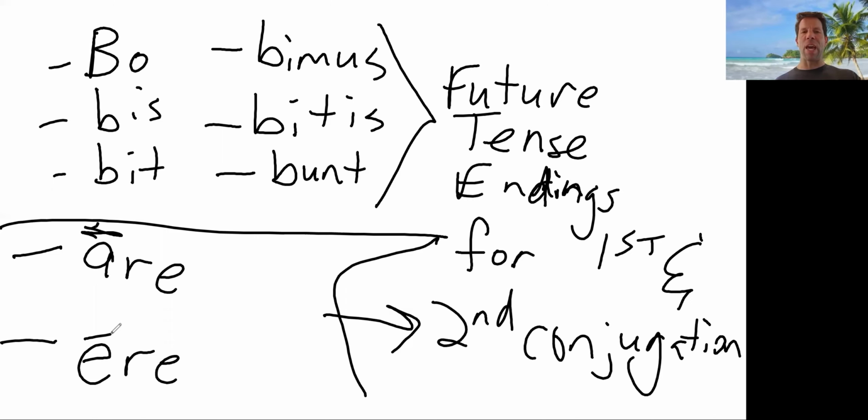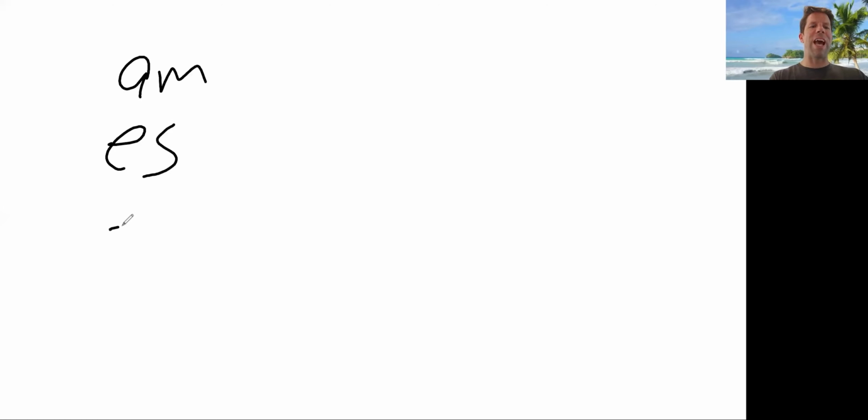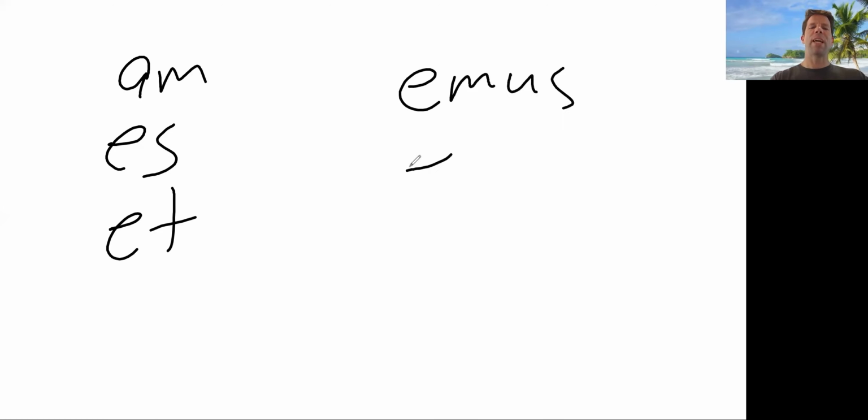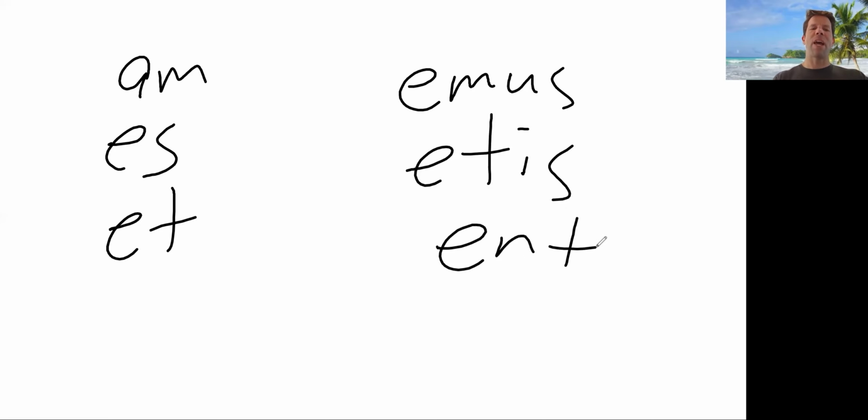Now, in the third and fourth conjugations, things are a little bit crazier, because instead of bo, bis, bit, bimus, bitis, bunt, we're going to go am, es, et, emus, etis, ent. And you'll notice, folks, that it's the same idea. This is I, this is you, this is he, she, or it. I'm just pointing right now as if you can see where I'm pointing. Sorry about that. I, you, he, she, or it, we, y'all, and they.